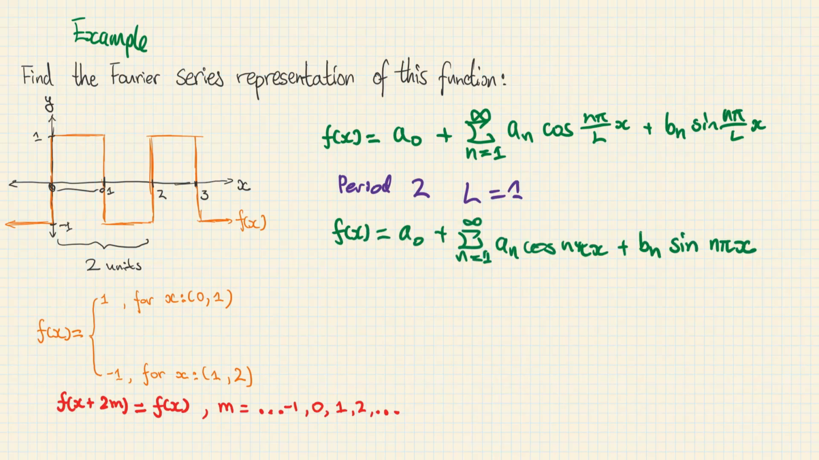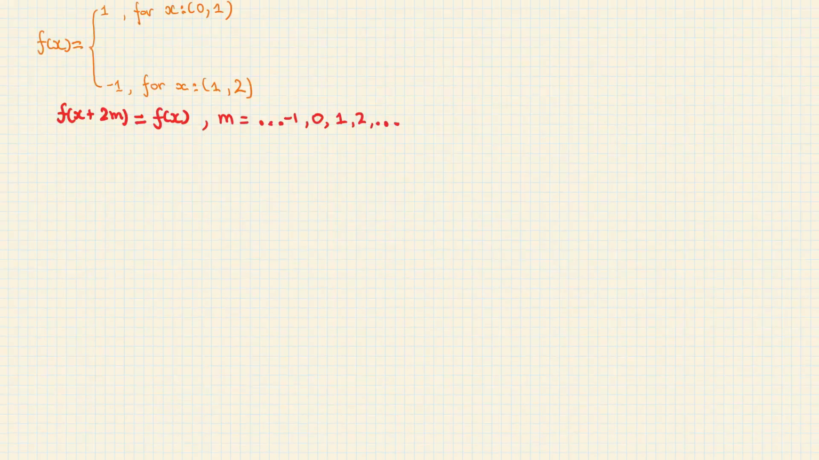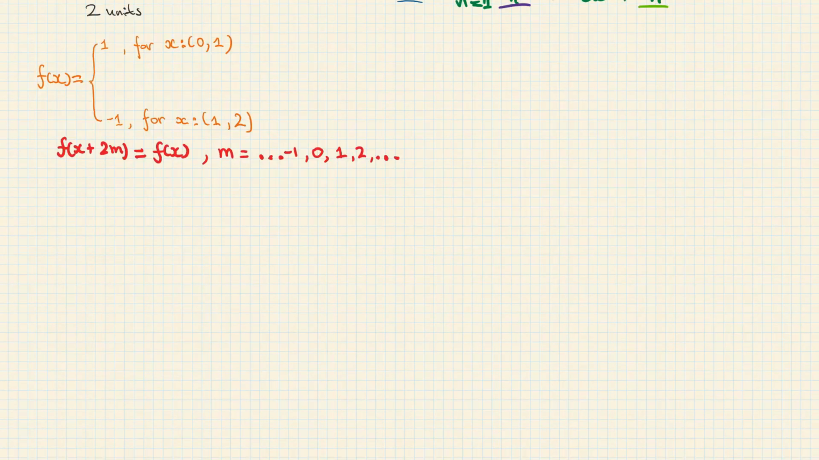Now our task is to find each of the coefficients. So we have a sub 0, we have a sub n, and we have b sub n. So let's get to that now. Let's start with a sub 0. The formula for a sub 0 was equal to 1 over 2L times the integral over 1 period. So that can be from 0 to 2L of the function dx.